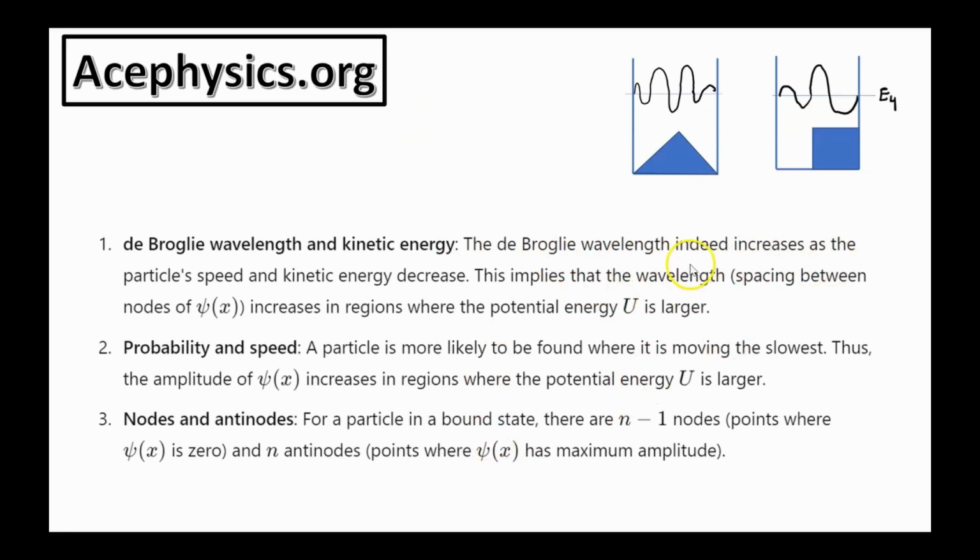The de Broglie wavelength increases as the particle's speed and kinetic energy decrease. This implies the wavelength increases in a region where the potential energy U is larger. A particle is more likely to be found where it is moving slowest. Thus, the amplitude of psi increases in regions where the potential energy U is larger. For a particle in a bound state, there are n-1 nodes and n antinodes.